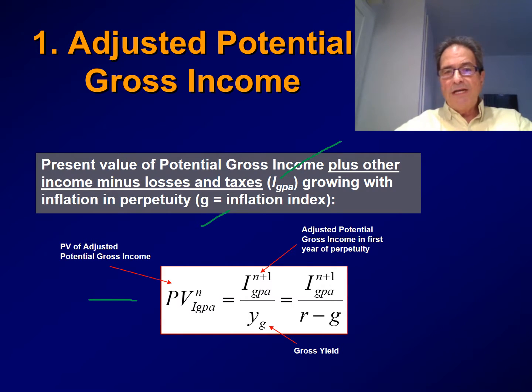The present value at time N, meaning at the end of the horizon, of this adjusted potential gross income is given by IGPA, that is adjusted potential gross income in 1 year after the horizon, that is in year N plus 1, divided by the gross yield. And remember that in the case of a growing perpetuity, the gross yield is expressed as R minus G, where R is the discount rate and G is the growth rate that usually we assume is equal to the inflation index.